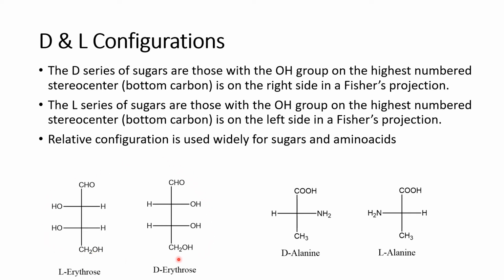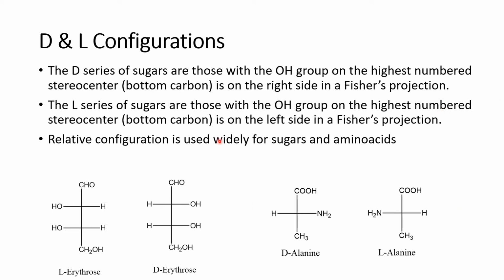In the same way, they have assigned the same D and L configuration to the amino acids also. So an amino acid that has the functional group NH2 on the right side is called D. If the amino acid has the NH2 on the left side, it is called L. So D and L amino acids are present in nature. In the olden times, they used to call these amino acids and sugars with the D and L configurations. Nowadays also it is very useful for giving a name to these amino acids and sugars. So it is a widely used nomenclature for amino acids and sugars.